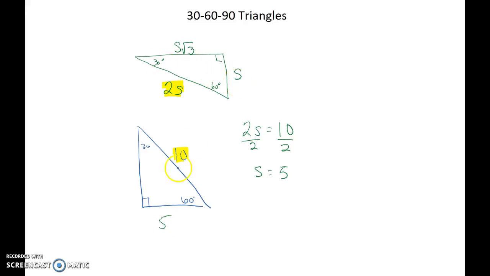So if I want to now jump over to my long leg, I just take that 5 and multiply by the square root of 3. So just a lot of matching. Let me do one more of a funky one.